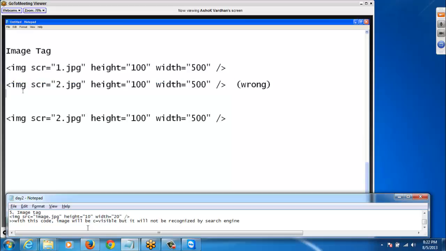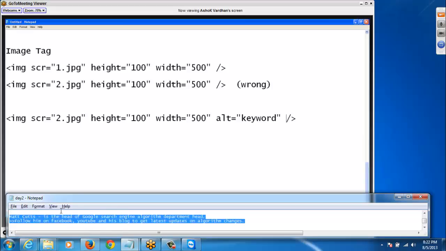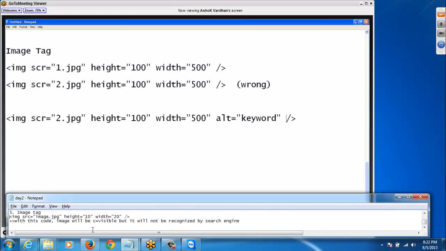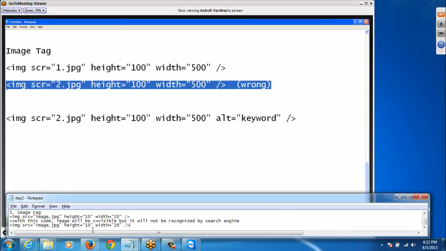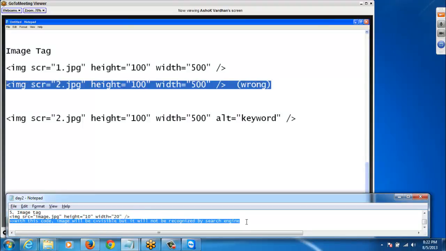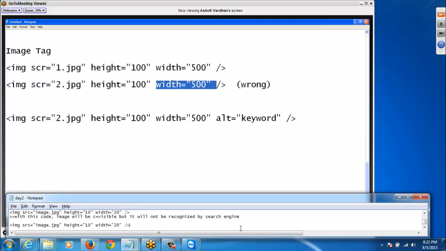Designer can write this syntax, but SEO professional can write this syntax. Just write alt tag only, like this. Simple. If you are not writing alt tag, search engines don't recognize this syntax, this is the wrong syntax. For search engines, not websites, not servers, sorry, not servers. For search engine purpose, this one is wrong, this one is correct.